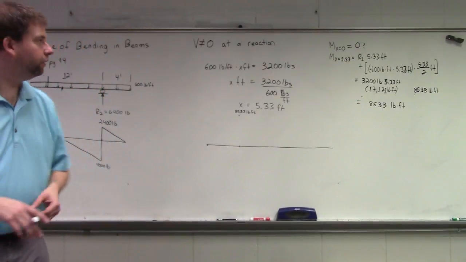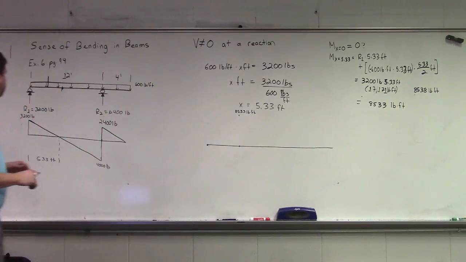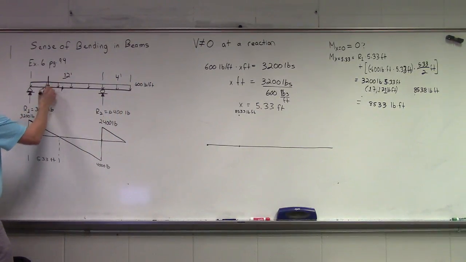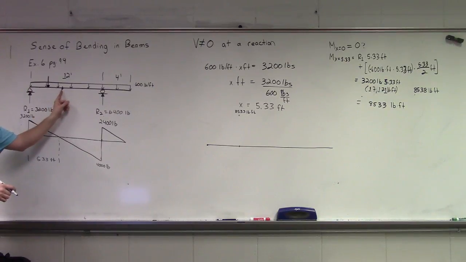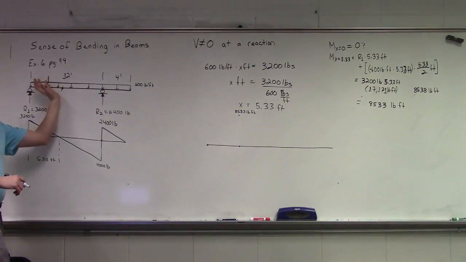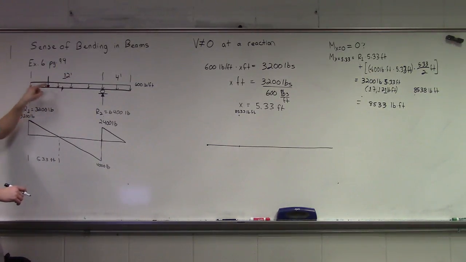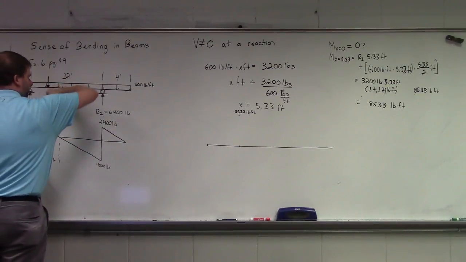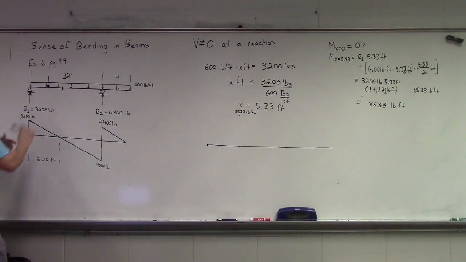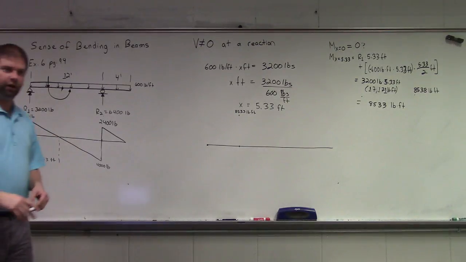Why was it negative 600 times 5.33? Why do we decide that was negative? We're looking at how this is causing rotation about the point 5.33 feet away from R1, okay? So we said that R1, when we grab on, is rotating it this way. Our point load from our uniformly distributed force, when we grab on here, is actually rotating it this way. Remember, the force is acting down, and so it's going to try and rotate like this. Counterclockwise rotation, so we use a negative value.